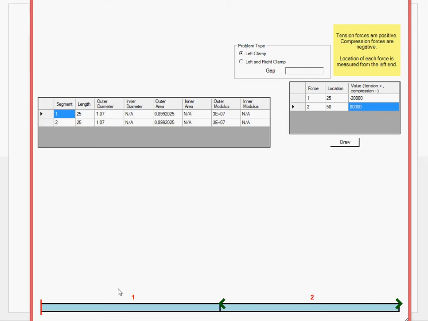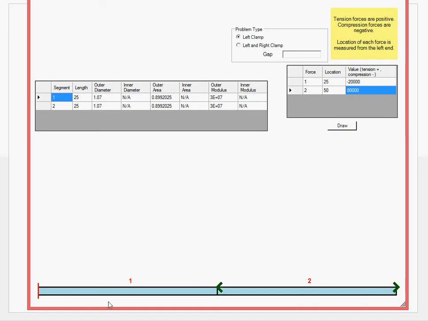And we had it drawn at the bottom. You can see it draws it out, and it has the same layout as what I have already made. So we can go on and solve.